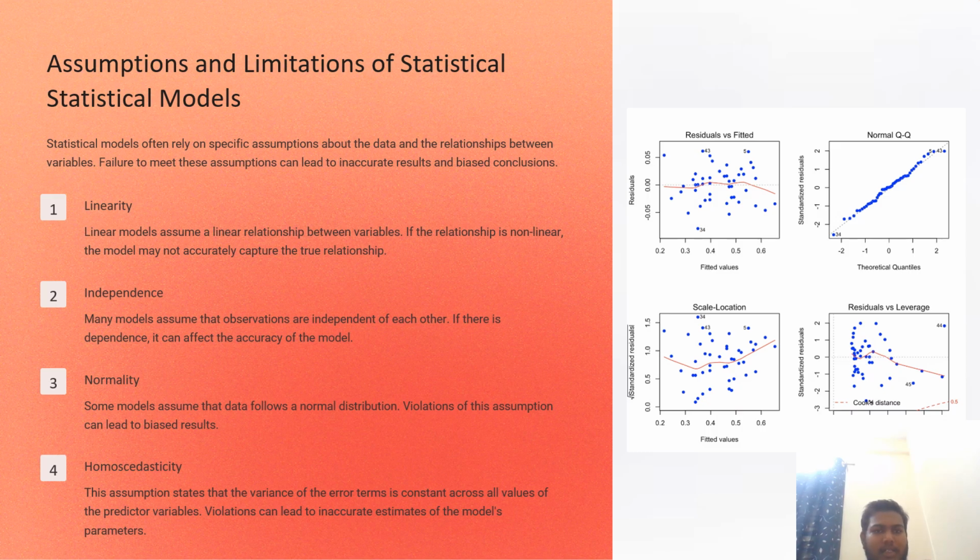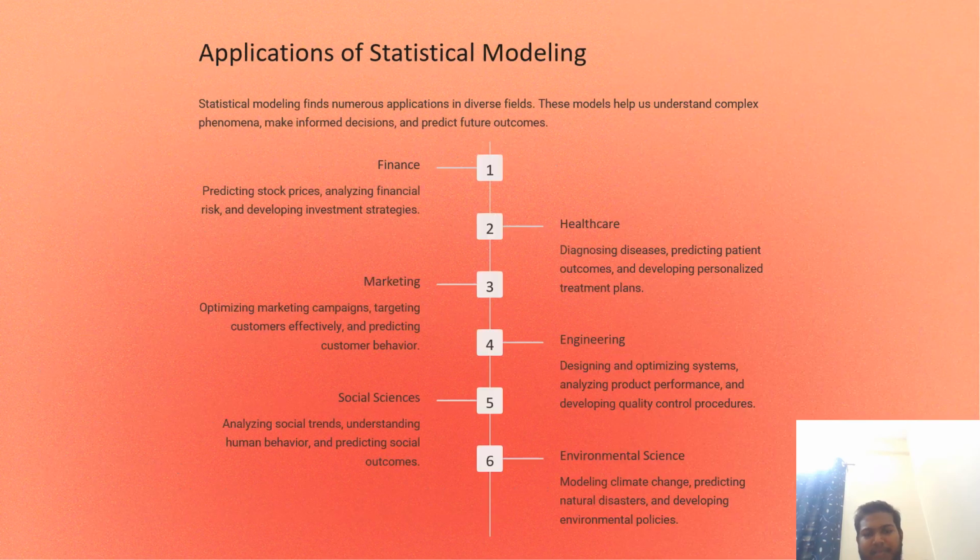Next, assumptions and limitations of statistical modeling. Statistical models rely on a array of specific assumptions about the data and the relationships between the variables. Failure to meet these assumptions can lead to inaccurate results and biased conclusions. In this, linearity, independence, normality and homoscedasticity.